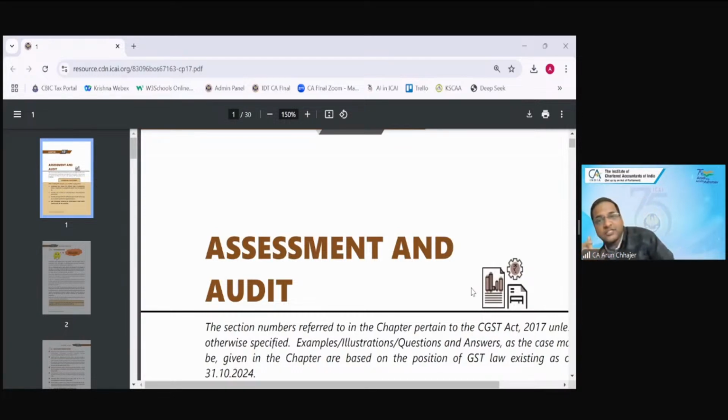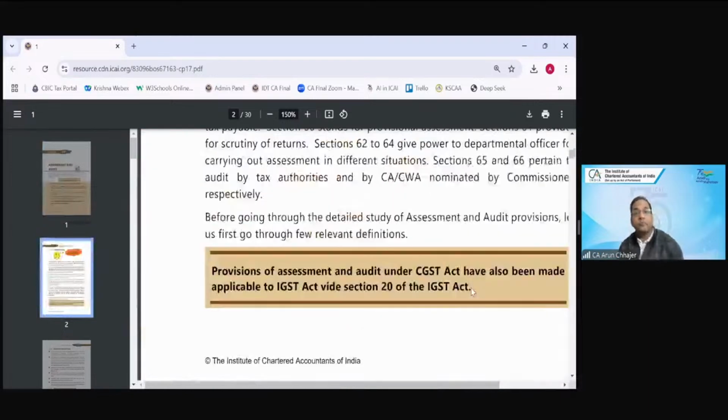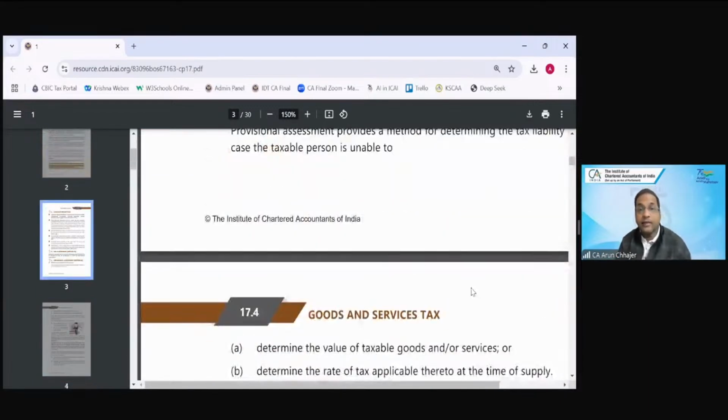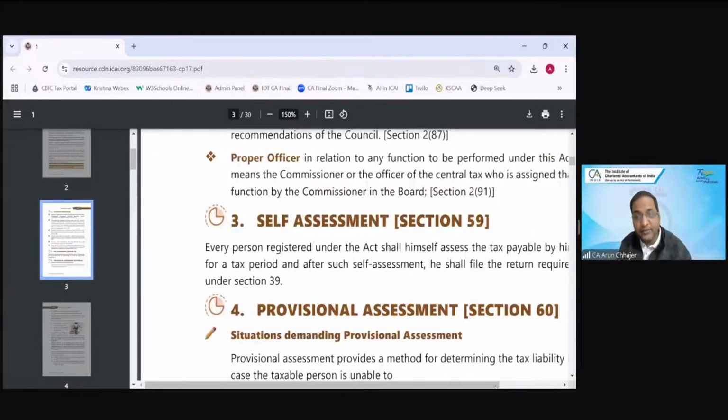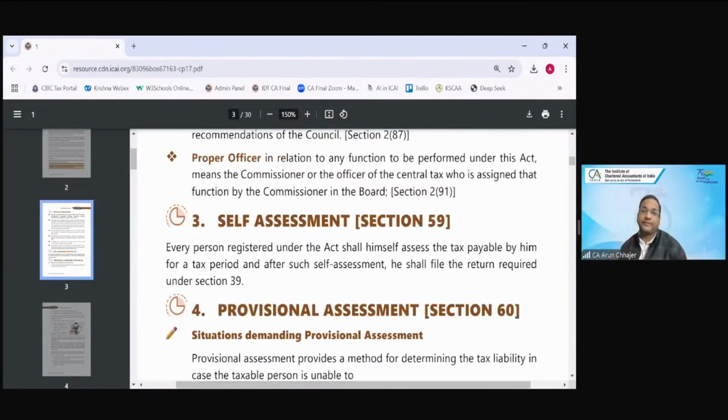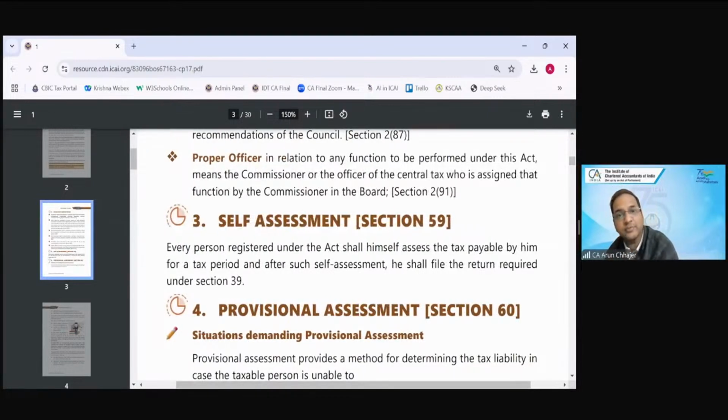Let me start with assessment. In GST, there are multiple categories of assessment: self-assessment, provisional assessment, assessment of non-filers of returns, and scrutiny assessment. We will discuss all these. The first assessment in GST is self-assessment, under Section 59.